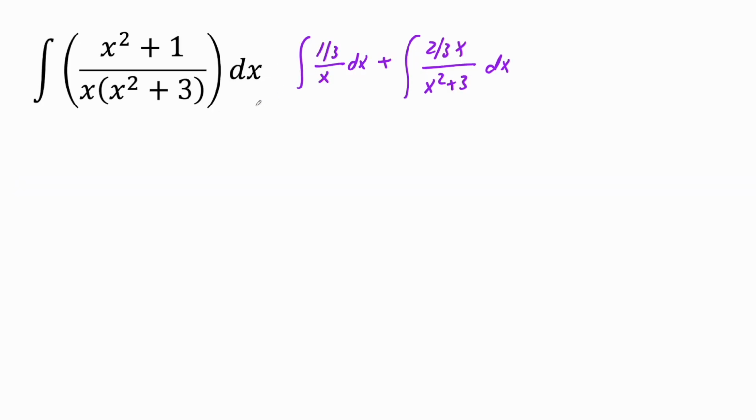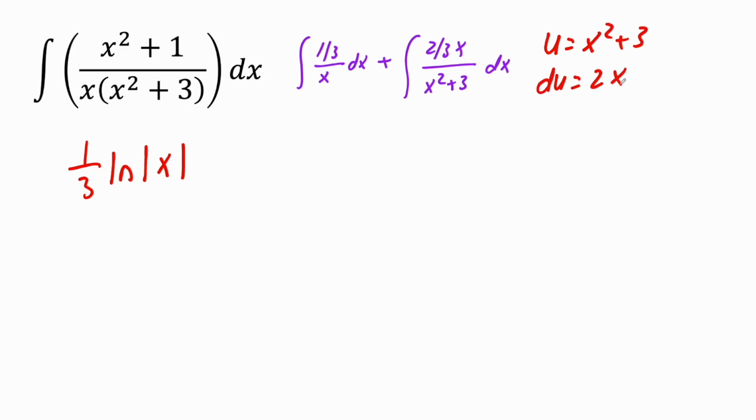So this part is very easy. We're going to get 1/3 ln, the absolute value of x. This piece right here, we're going to use u substitution. We can say that u is equal to x squared plus 3, then du is equal to 2x dx. From here, I'm going to divide by 2 on both sides, so du divided by 2 is equal to x dx. I'm doing this because x dx, I'm going to now replace with du divided by 2. If it was 2x, we couldn't do that.